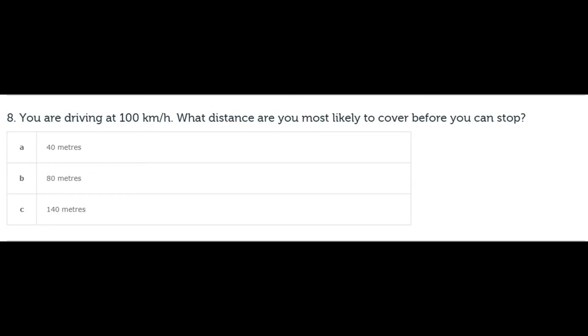Question 8. You are driving at 100 km per hour. What distance are you most likely to cover before you can stop? A. 40 meters. B. 80 meters. C. 140 meters.